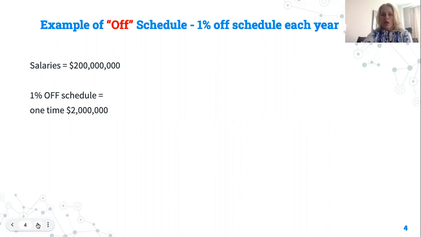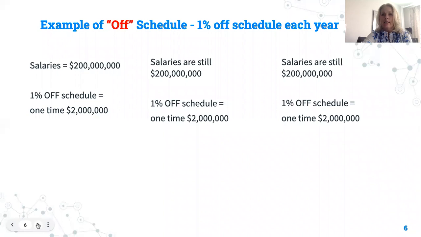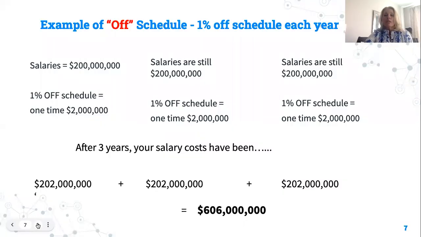We're going to give 1% off schedule for 3 consecutive years. Our salaries are $200 million. 1% is $2 million. We would have $2 million that would go to all of our employees. The next year, our salaries would still be $200 million, and again, our 1% off schedule, $2 million, gets divvied up. And then in the third year, our salaries are still $200 million, 1% off schedule. One time we divvy out the $2 million. So after 3 years, our salary costs would be $202 million, which is the 200 plus the 2 million in the first column, plus the same exact thing in the second column, plus the same exact thing in the third column. So 202 million plus 202 million plus 202 million, you get 606 million.